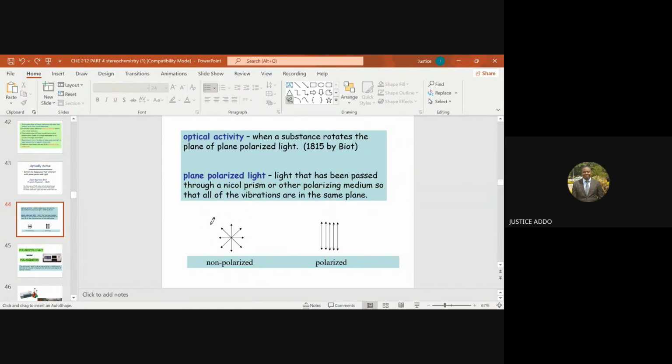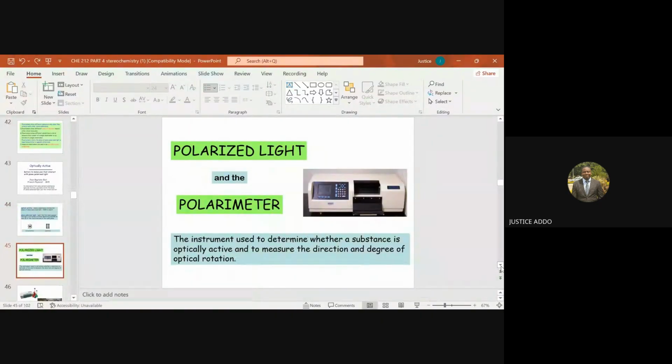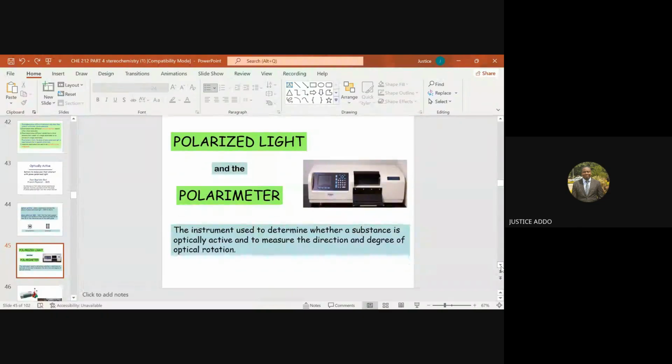So this is showing a plane polarized light. And this one is showing a non-polarized light. You see, they are moving in a haphazard manner. So when you talk about plane polarized light, that is what it means. Then this is the polarimeter we talk about, an instrument that is used to determine whether a substance is optically active or not. And if it is optically active, it is used to measure the direction and the degree of rotation. So you are able to use this to measure whether it is R or S, and the angle of rotation.